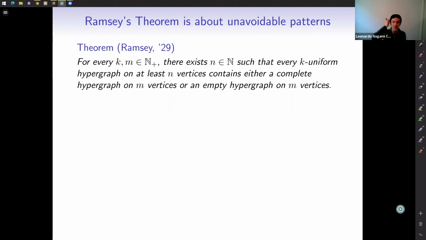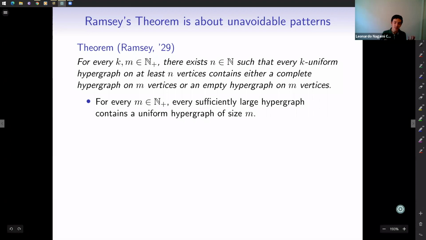Because if you recall, Ramsey's theorem says for every k and m, there exists an n large enough such that if I have a hypergraph of size at least n, then it either has a complete hypergraph of size m or an empty hypergraph of size m. And what Ramsey's theorem is talking about is essentially unavoidable patterns. For every m, every sufficiently large hypergraph contains a uniform hypergraph of size m. And here uniform is a different notion of uniform. What I mean by uniform is that either everything is an edge or everything is a non-edge. That's what I mean by uniform in this particular sentence.